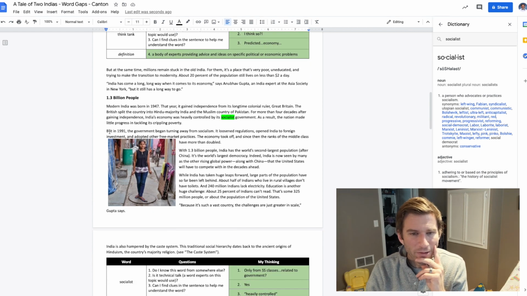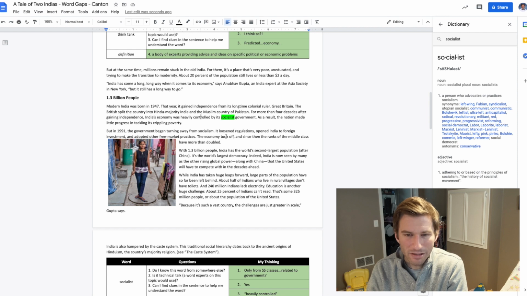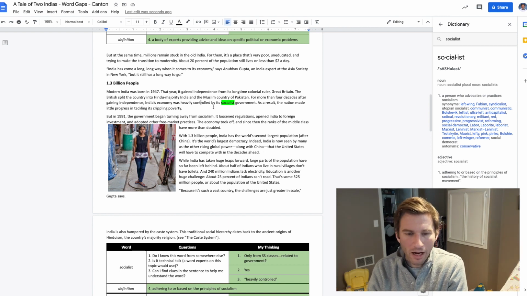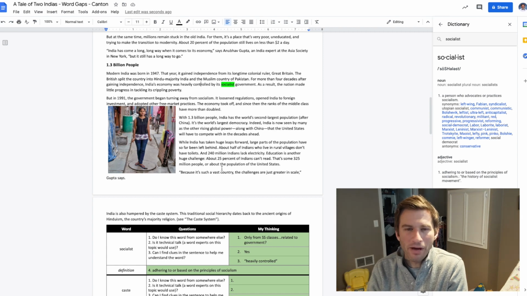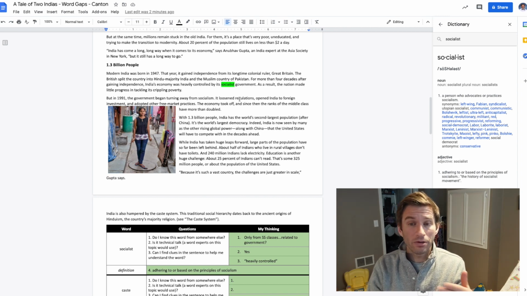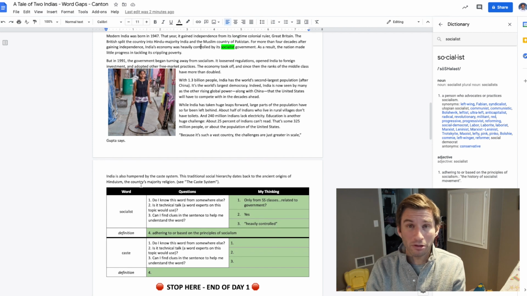Let's read on. But in 1991, government began turning away from socialism. It loosened regulations, opened India to foreign investment, and adopted other free market practices. The economy took off, and since then, the ranks of the middle class have more than doubled. All right, so now here we see even more context clues, so if we wrap back to this word socialist, now we have a much better picture of what this word means. We saw that socialist might mean heavily controlled, but as we read on, we see that it goes away from socialism, and as it goes away from socialism, we see less regulation, we see the economy taking off, we see free market. So now we have a better picture of what the word socialism means.